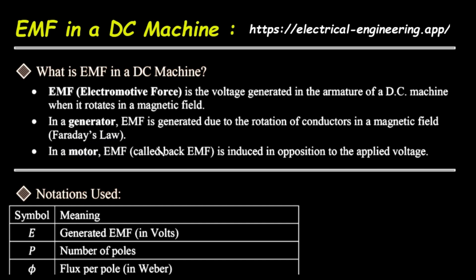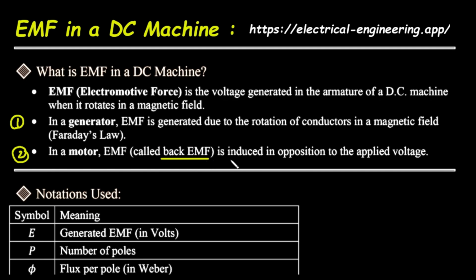Second, in a DC motor. A motor does the opposite of a generator, it uses electricity to create rotation. But, as the motor's armature spins, its conductors are still moving through a magnetic field. Because of this, a voltage is still generated. This voltage, however, opposes the main voltage that is powering the motor. That's why it's called back EMF. This back EMF is incredibly important because it helps to regulate the motor's speed and the current it draws.